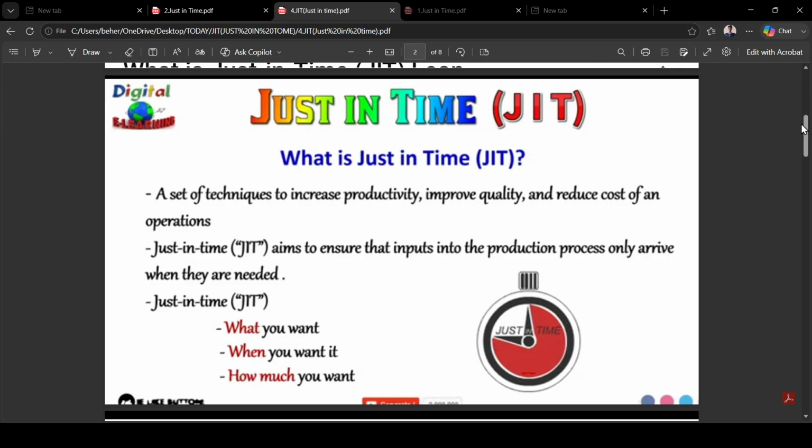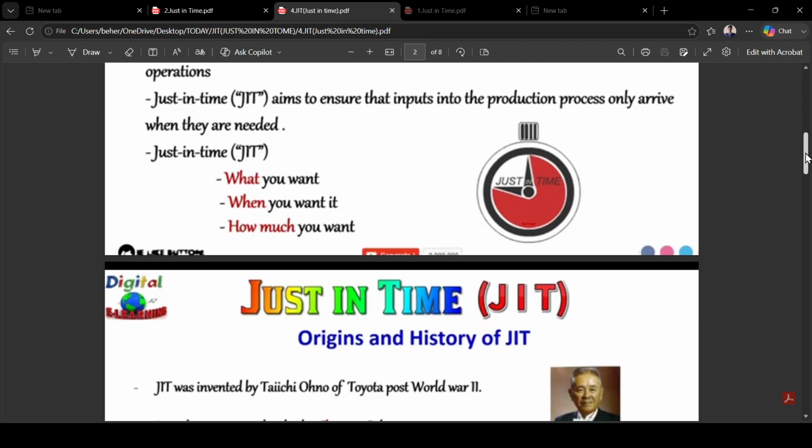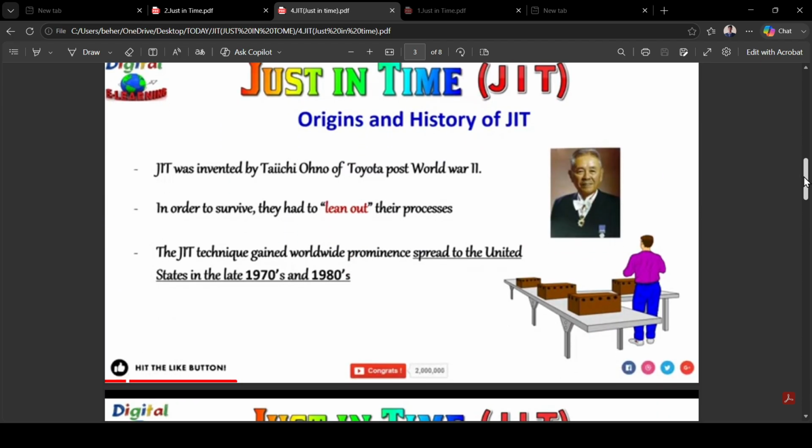A set of techniques to increase productivity, improve quality, and reduce cost of an operation. Just in time aims to ensure that inputs into the production process only arrive when they are needed. JIT, or just in time: what you want, when you want it, how much you want. That is the main focus of JIT.